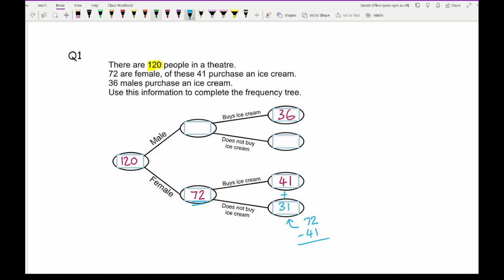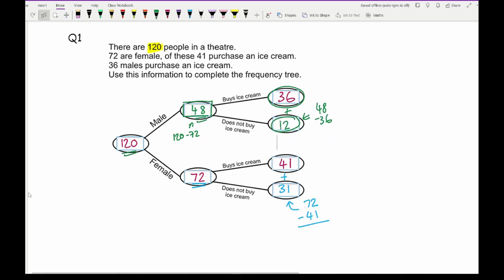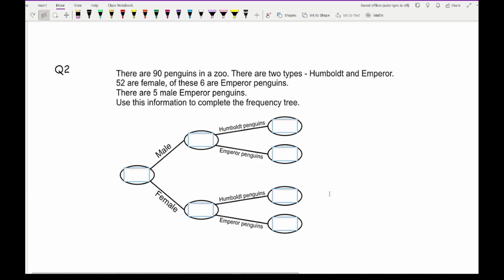Now to work out this next one here, I know that the number of males and females need to add together to make 120. So that's going to be 120 take away 72, which is going to give me 48. Now to work out this last box, I know that these two numbers added together need to add up to give me 48. So I do 48 take away 36, which gives me an answer of 12. And then I've completed my frequency tree diagram.